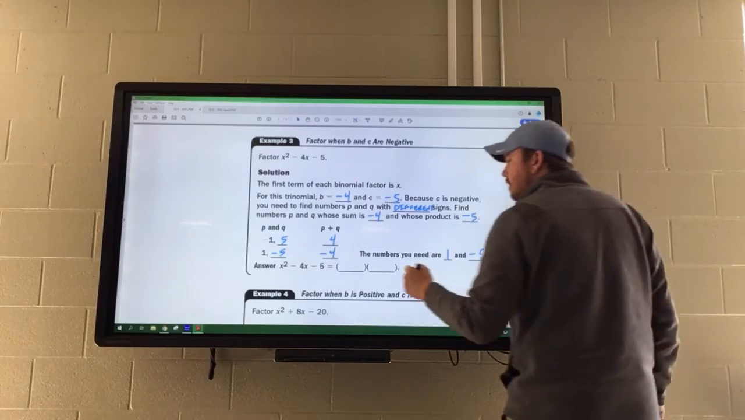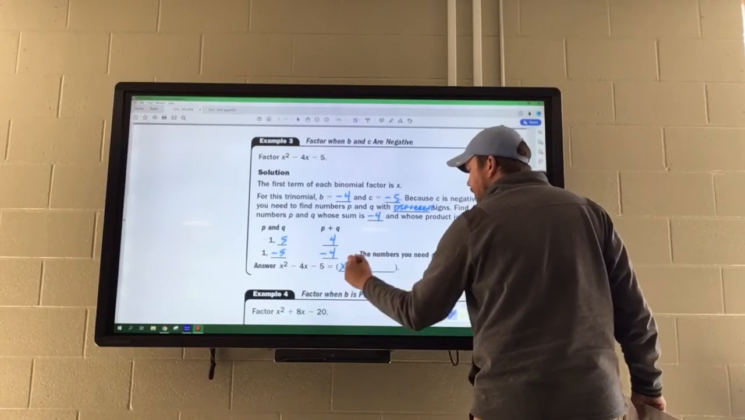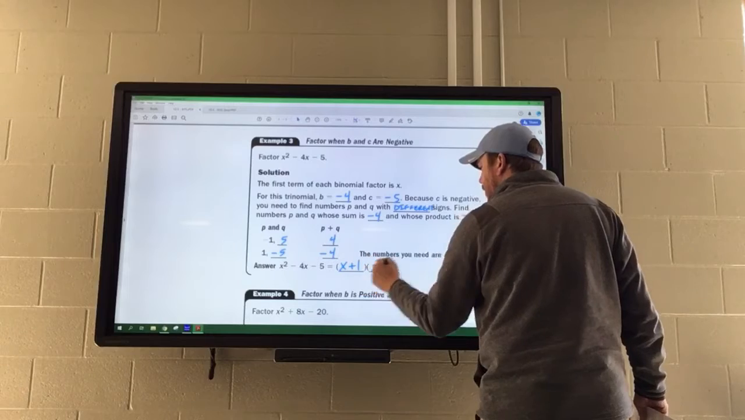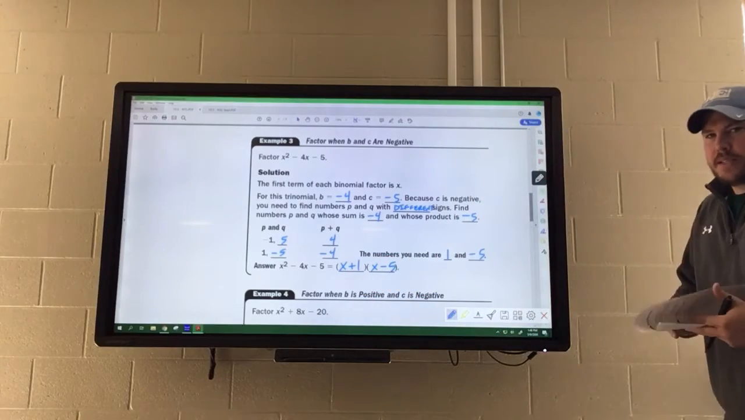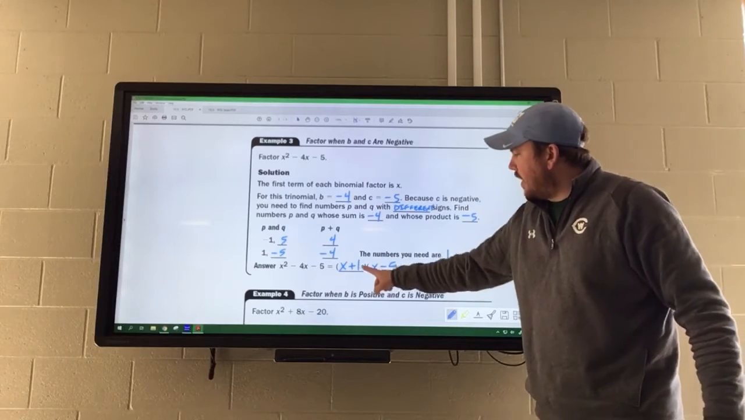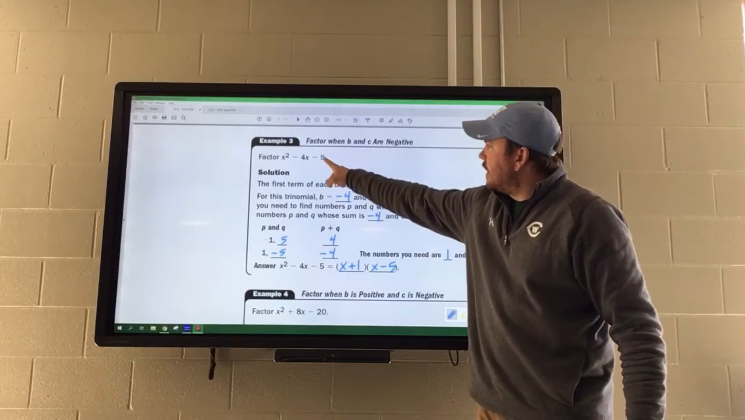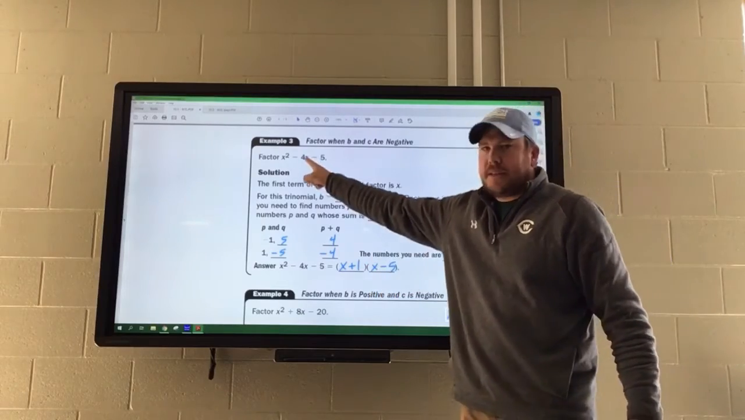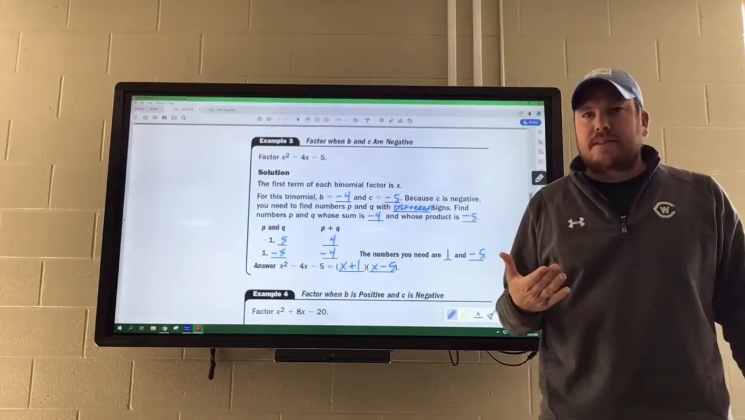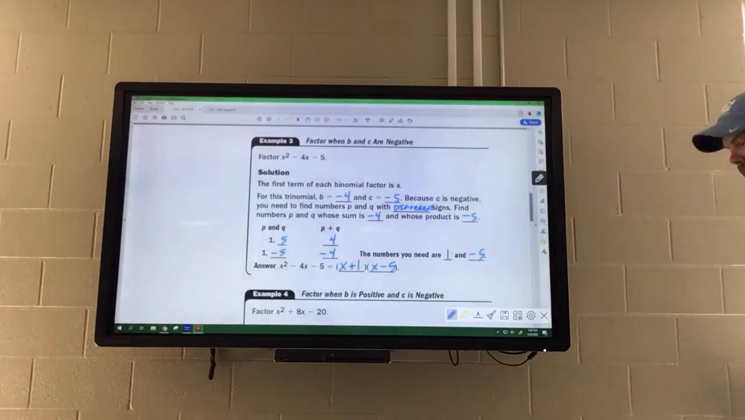So our factors, x plus 1 and x minus 5. And again, this one works because 1 times -5 gives me -5, and 1 plus -5 gives me -4. Factors of the last number that add to the middle number.